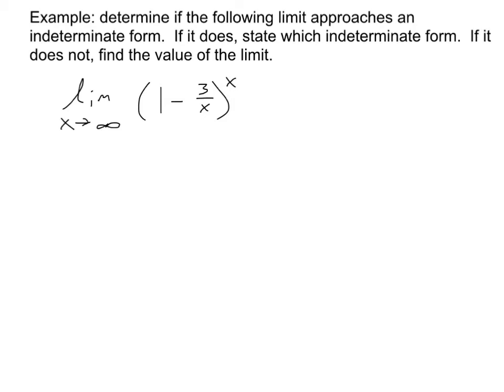So how do we do this? How do we determine if this is an indeterminate form? We do it the way we do all limits. We attempt to plug in this value and see what happens. So what happens when I plug in infinity right here? What happens to this inside stuff, to this 1 minus 3 over x? We notice that this is approaching 1 raised to the x power, so raised to the infinite power. This thing right here is an indeterminate form. So my answer here is that this is an indeterminate form.